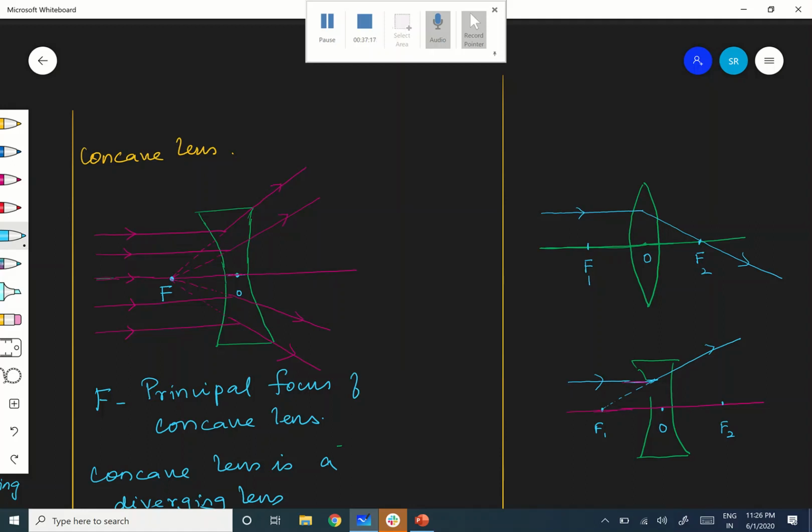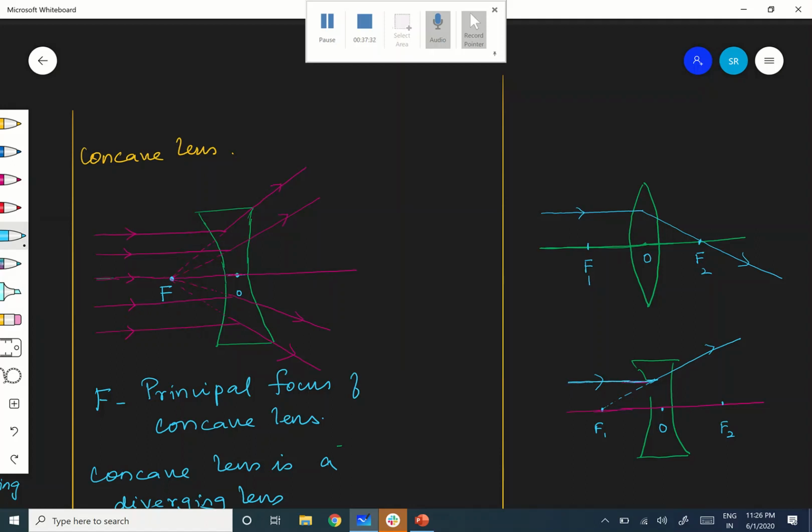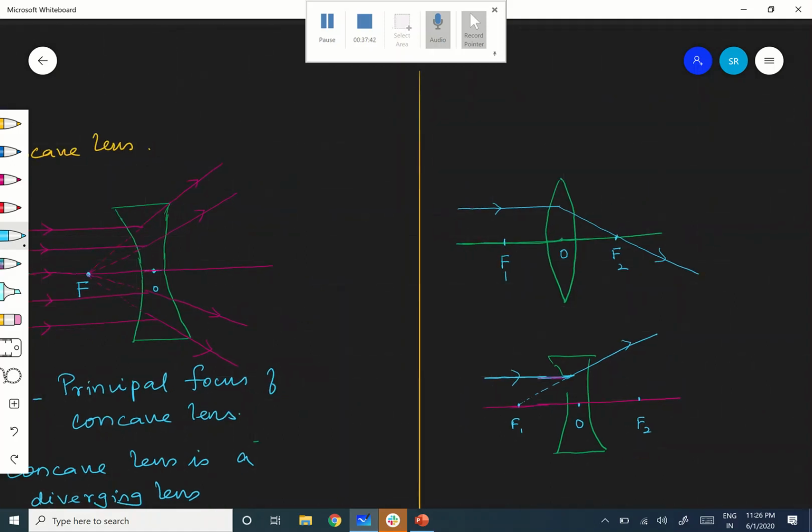Are you following? If the rays are parallel rays through a convex lens, after refraction they pass through the focus. The parallel rays in the case of a concave lens, after refraction, appear to diverge from the focus. Next one is very important.